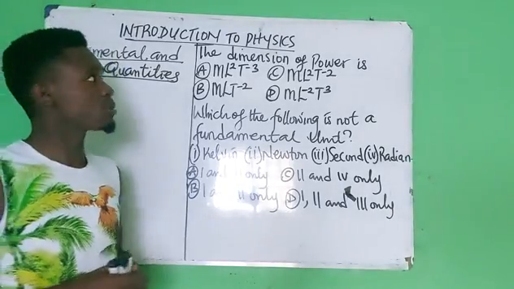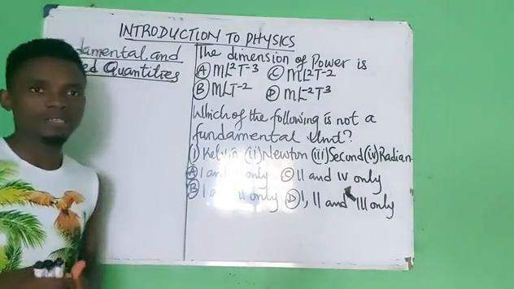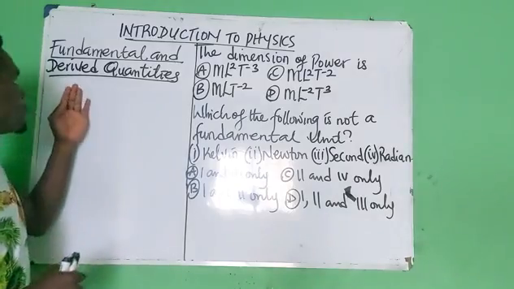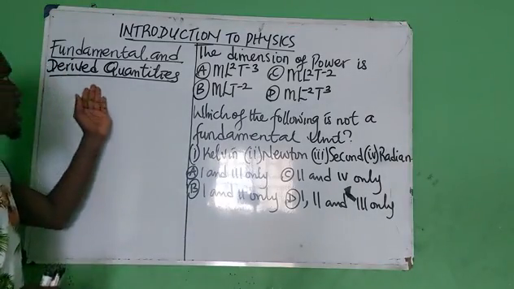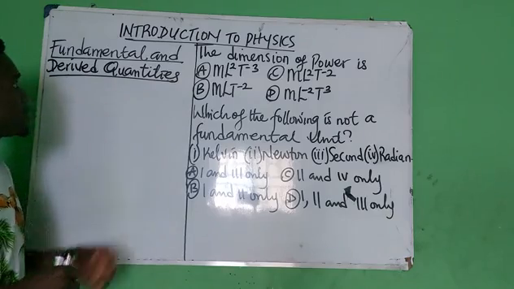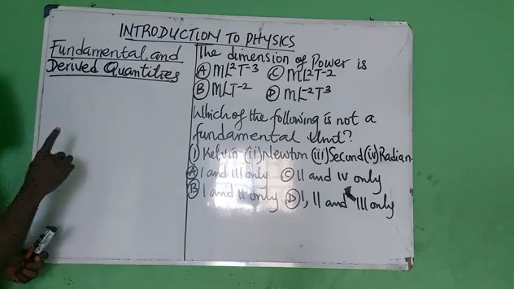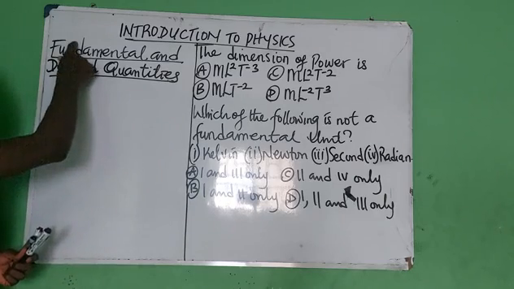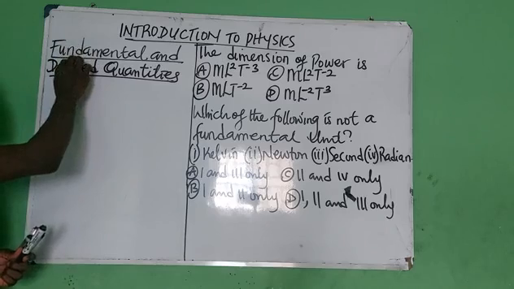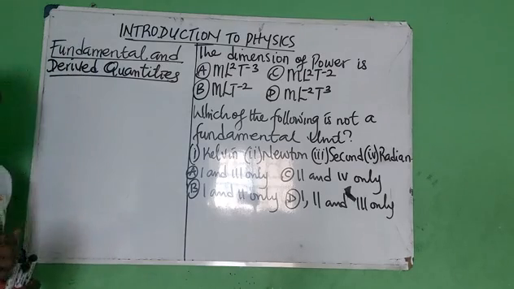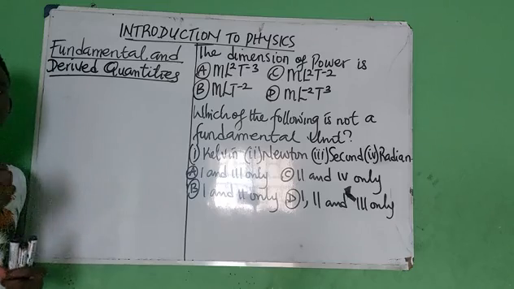In today's video, I'm discussing physics, that is a topic called fundamental and derived quantities. Now we have two words here, derived and what? Fundamental. If something is fundamental, it means it is what? It is rudiment. It is very, very important.